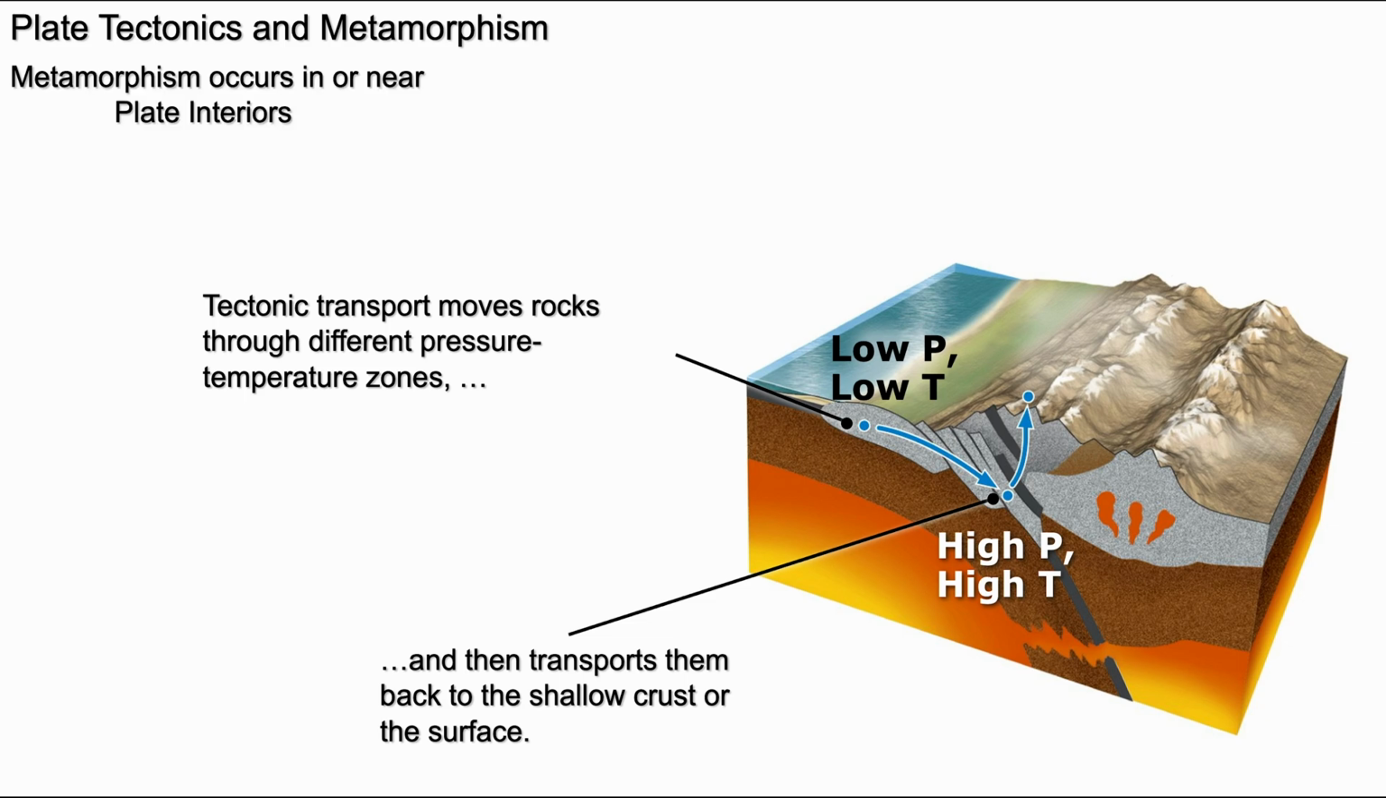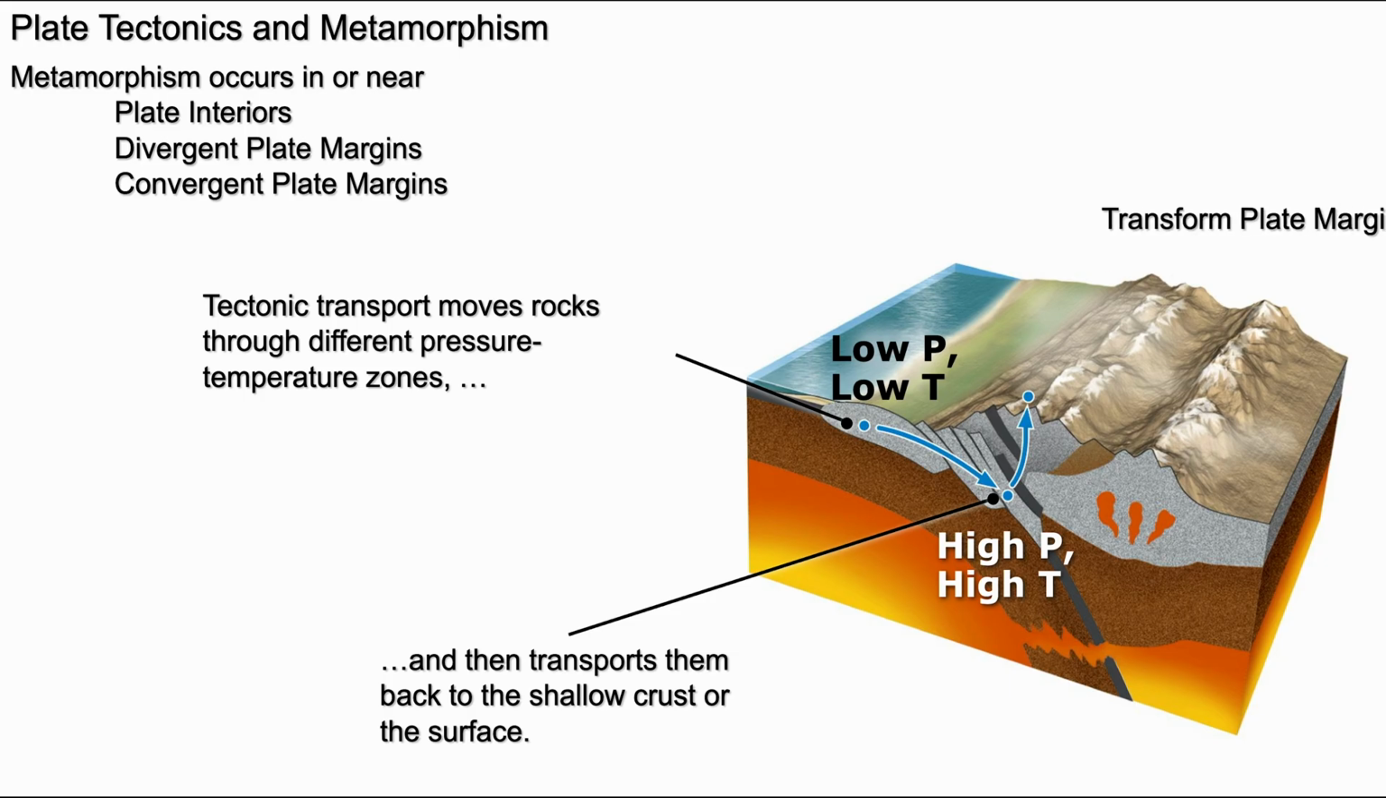So metamorphism occurs in or near plate interiors. We can see that in places like Yellowstone Park. At divergent plate margins, the mid-ocean ridges. At convergent plate margins, where we push two continents together, Himalayas being a good example. Transform plate margins, such as the San Andreas Fault in California, where rocks are sliding past each other, introducing pressure and some slight increase in temperature perhaps.